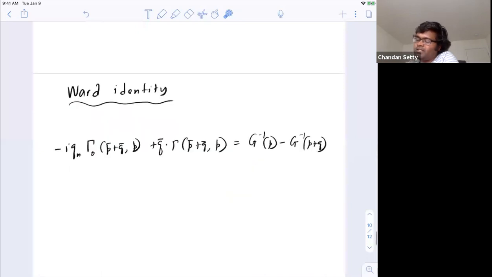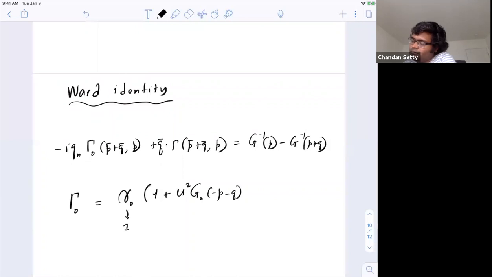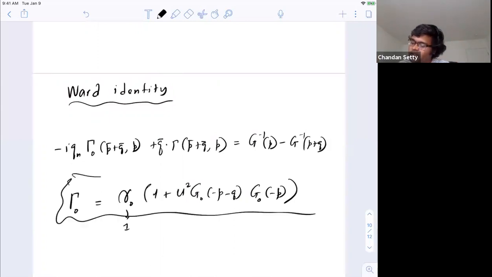Okay, so for the pair susceptibility, all I need is the gamma 0 vertex. And if you do that, you'll see that the gamma 0 vertex is some non-interacting vertex gamma 0, which in this case is 1 times 1 plus u squared times products of the non-interacting Green's functions at two different momenta separated by the momentum transfer q. So this is the exact expression for the vertex. And there are no more corrections. Okay, there is nothing more to do.